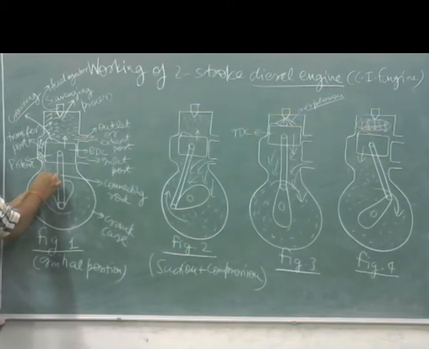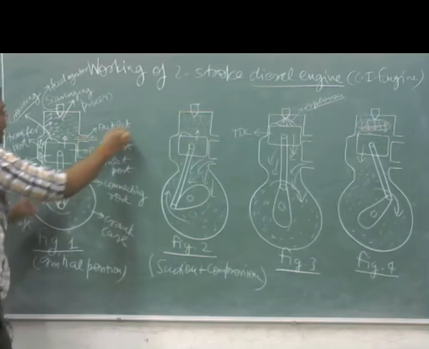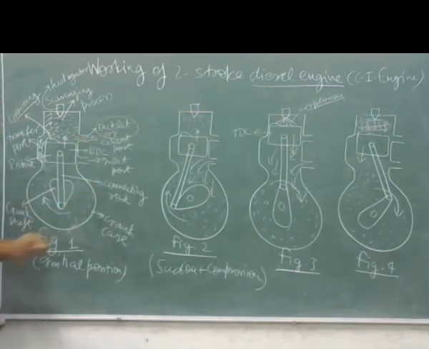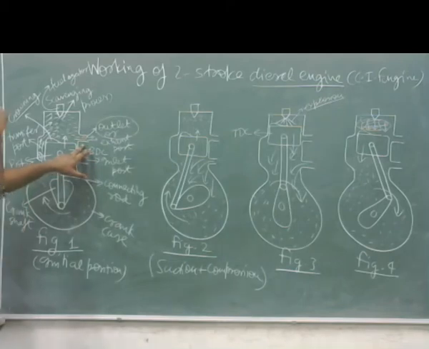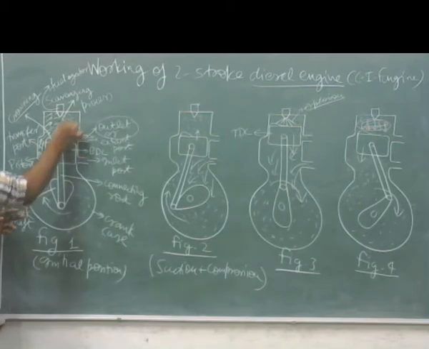When this high pressure air reaches above the piston, this air will push all these exhaust gases to go outside through the outlet valve, because the outlet valve is now open. And this pressure will take the help of this crowning. This crowning directs these exhaust gases in the outside direction.